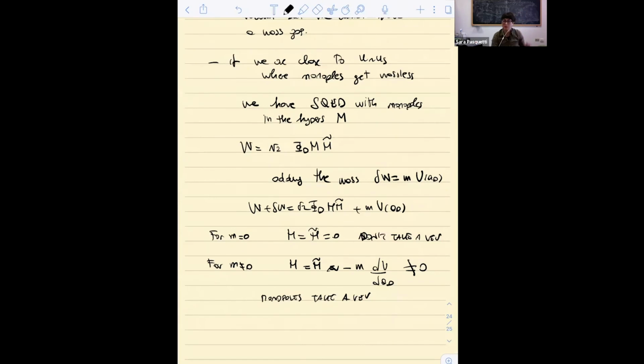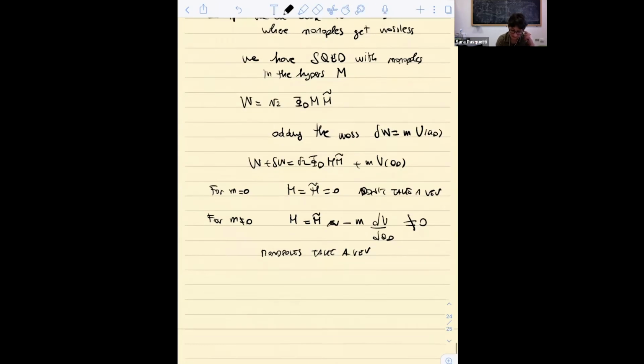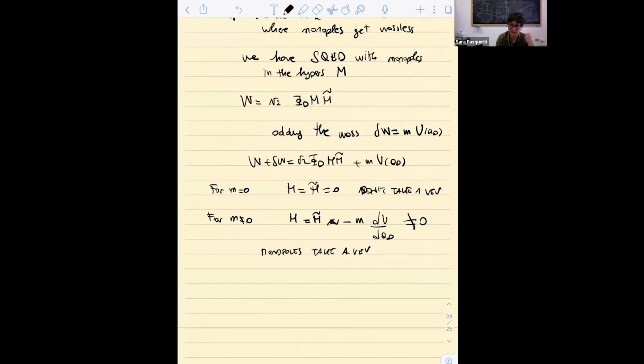A situation in which monopoles take a vev was a scenario that, at the time when the Seiberg-Witten work was done and before, was considered a promising scenario to explain confinement. And the mechanism that people were invoking was the dual Meissner effect. Well, time is up, really.